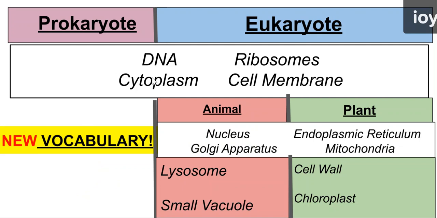So, let's sum it up. Eukaryotes can be animals or plants. Animal cells are going to have lysosomes and small vacuoles, whereas plant cells are going to have cell walls, chloroplasts, and large vacuoles. Both plants and animals have a nucleus, an endoplasmic reticulum, a Golgi apparatus, and a mitochondria. All cells have the four large words at the top. All cells have DNA, ribosomes, cytoplasm, and cell membrane.